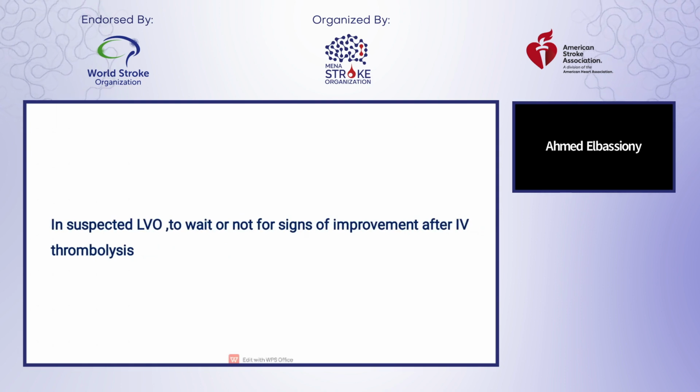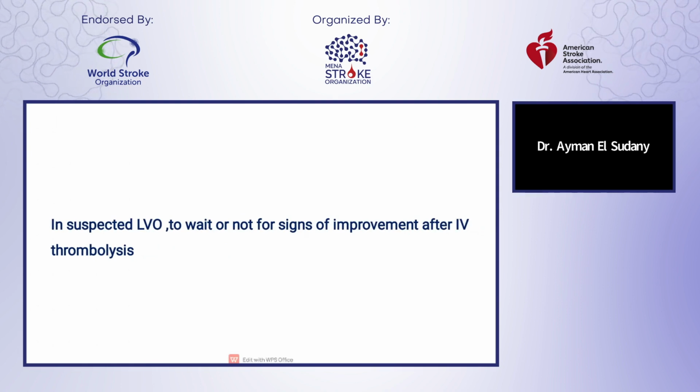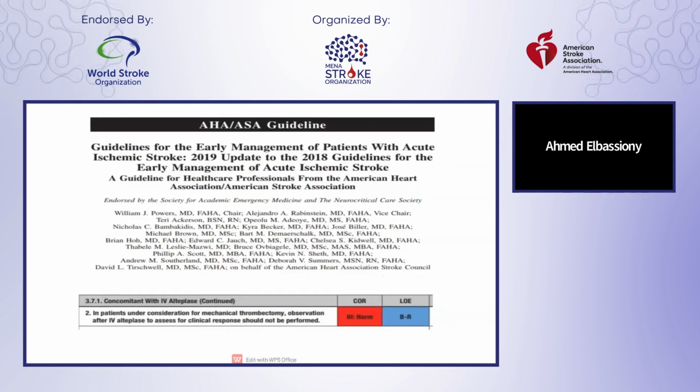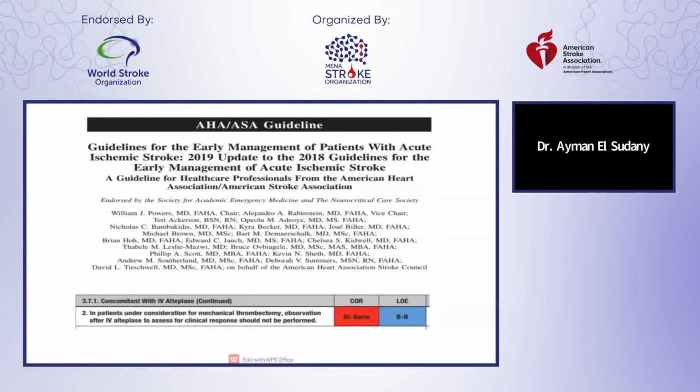The second question: in patients with suspected large vessel occlusion, should we wait for signs of improvement after intravenous thrombolysis? The guidelines answer: do not wait. After a negative CT brain, immediately start intravenous thrombolytic therapy and do CT angiography. If there is a large vessel occlusion, move the patient immediately to the angiography suite and stop the drip just before groin puncture. But in our case, they waited, as they were in a remote primary hospital.